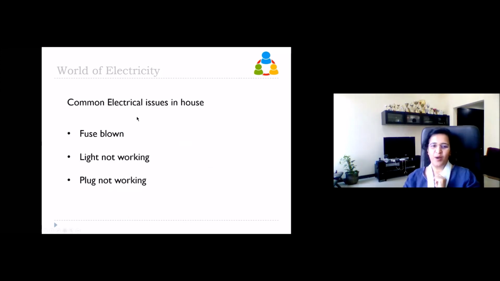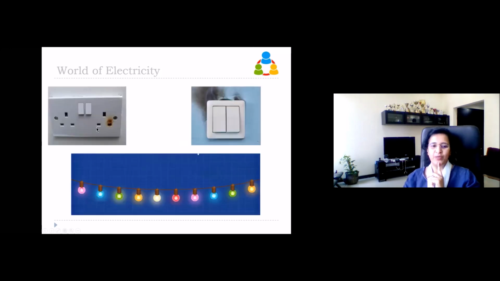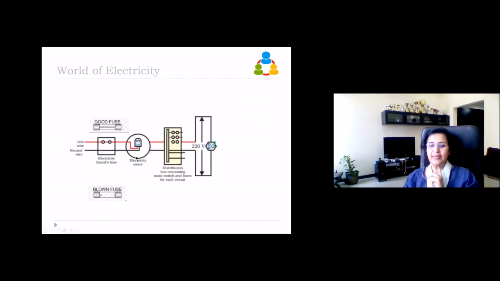So these are just common electrical issues. The fuse blown, the lights not working, the plug not working. Sometimes you see your plug like this, it might be burnt, or your switch is burnt, and it will not work. This is the fuse in the electricity board. A good fuse is continuous.